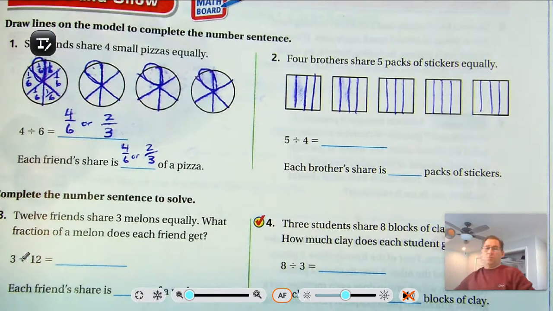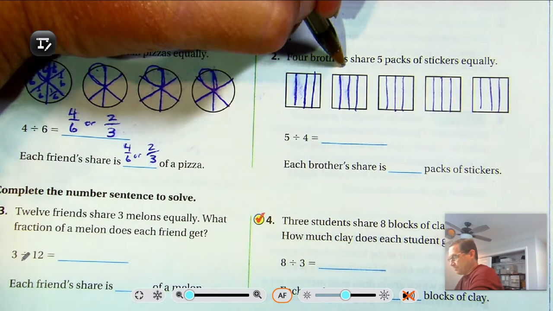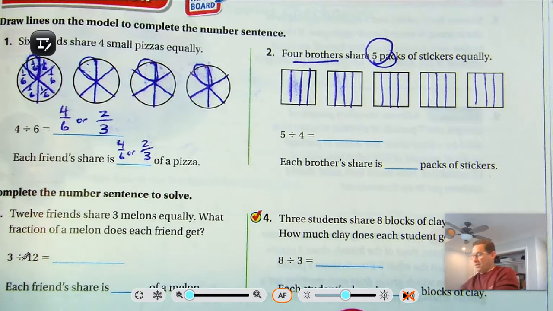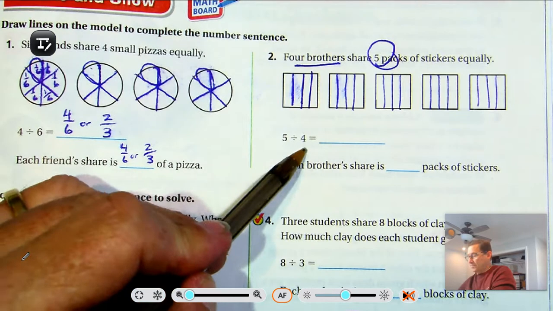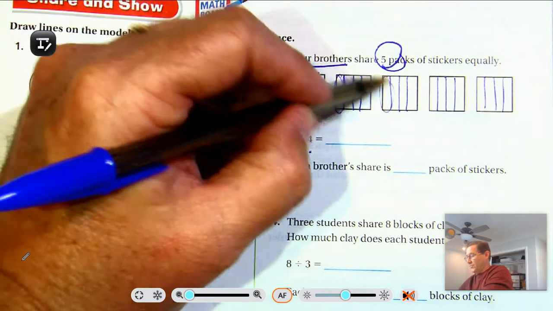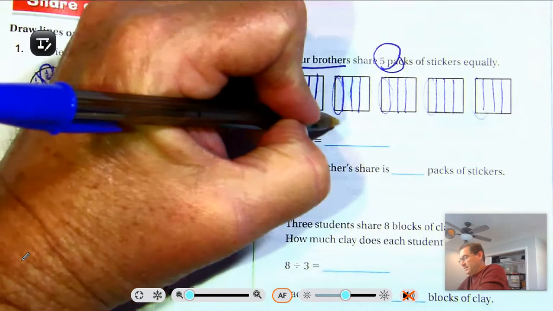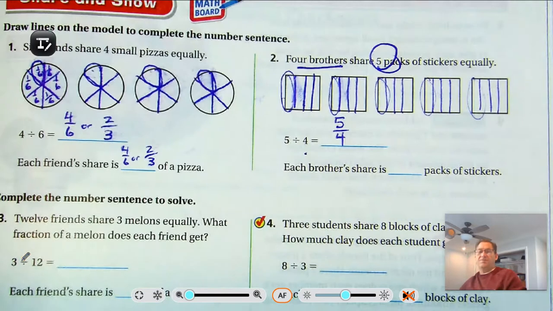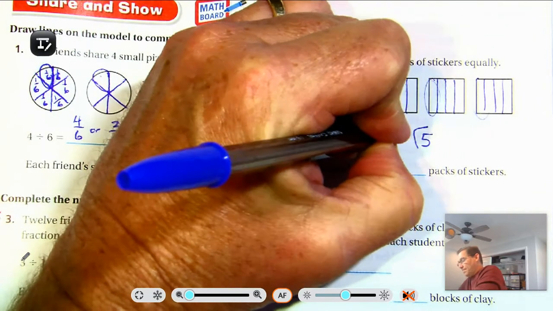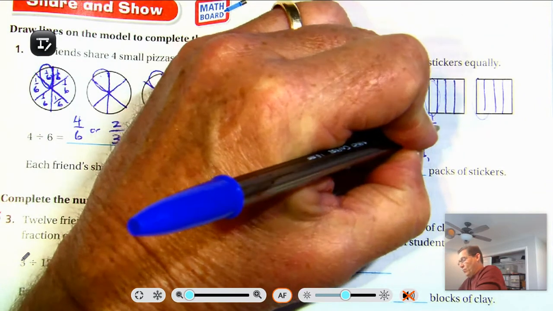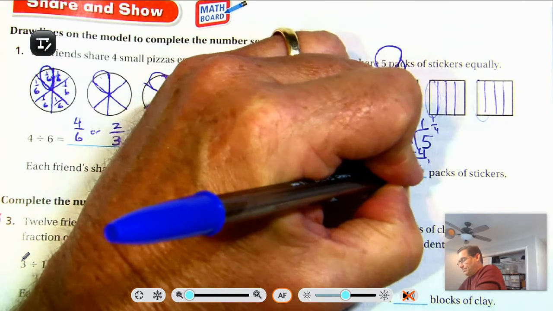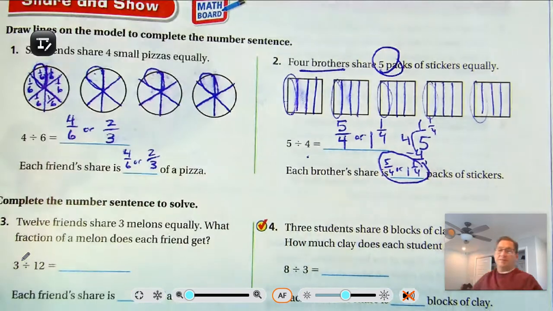All right, so we have 4 brothers, and they're sharing 5 packs of stickers. So that would be 5 divided by 4. So each person's getting 1/4. So 1, 2, 3, 4, 5. So each brother gets 5/4 of the packs of stickers, or 1 1/4 packs of the stickers.